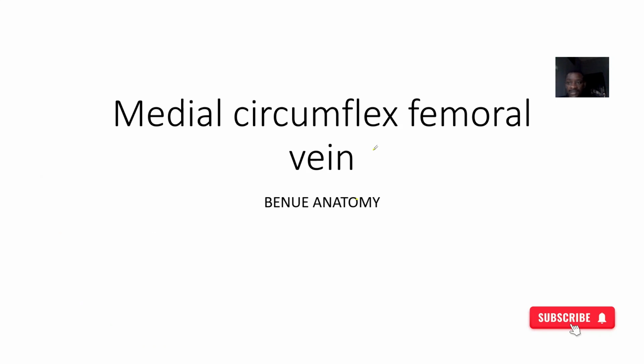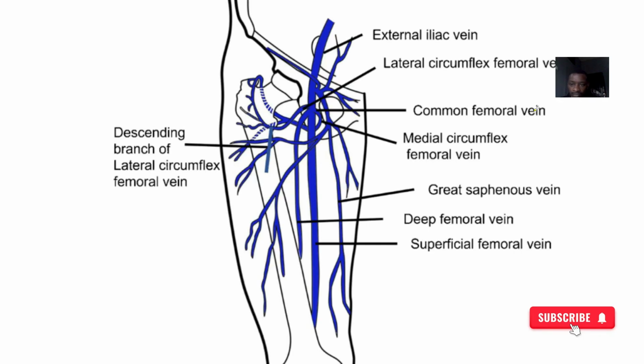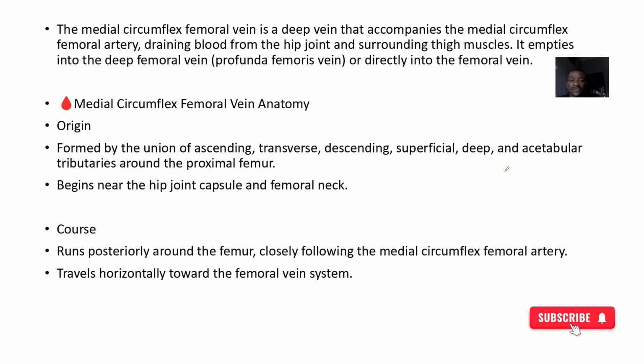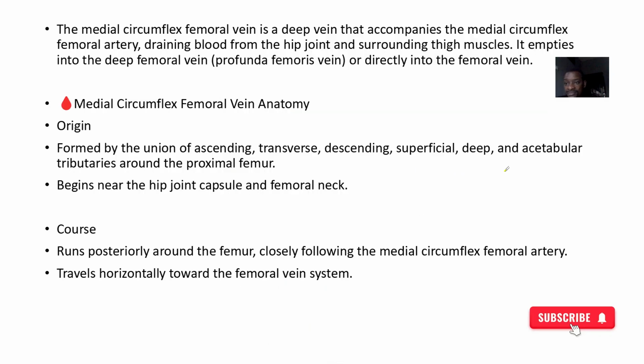So now for the next vein which we are getting to discuss is what is known as the medial circumflex femoral vein. Medial circumflex femoral vein. So for the medial circumflex femoral vein, you know that it's a deep vein and it accompanies the medial circumflex femoral artery. So if this was a picture that was showing arteries and veins, you see that the medial circumflex femoral artery is side by side with the medial circumflex femoral vein.